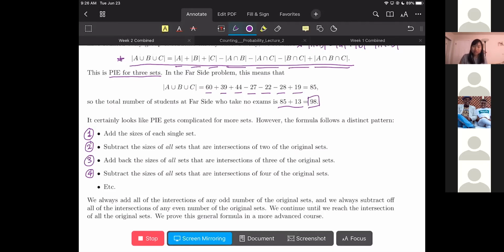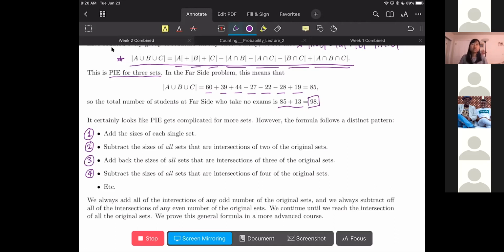Any questions? Please. If the set is a disjoint set, you still need to follow the steps for PIE. Sorry, say that again. If the set is a disjoint set, you still need to follow the rules for PIE. So the question is, if the sets are disjoint sets, do you need to follow the rules for PIE?